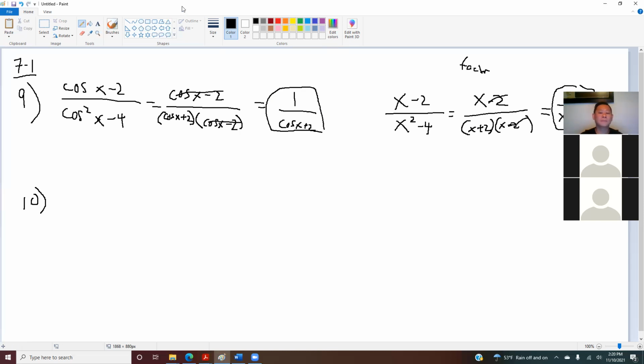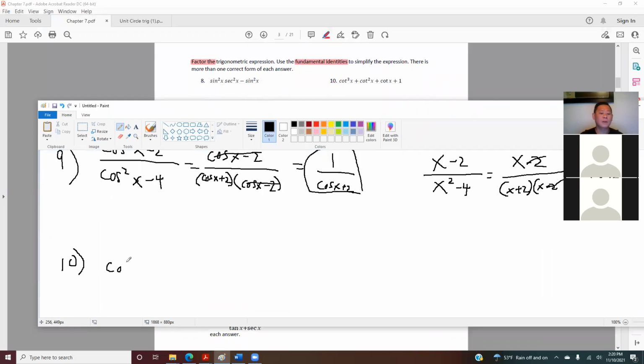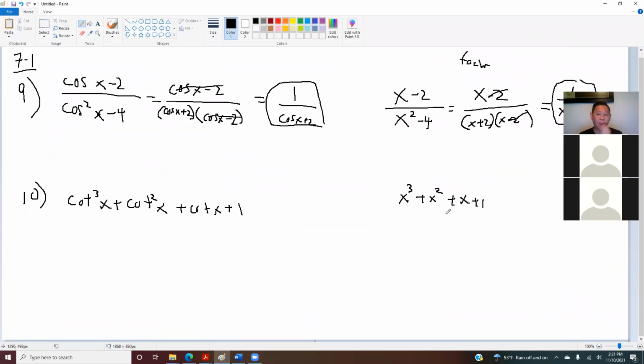Questions, anyone? Number 10, cotangent cube x plus cotangent square x plus cotangent x plus 1. So again, the question wants you to factor. So this is the same thing as x cubed plus x squared plus x plus 1. So I just drop all my cotangent. It looks something like this. So can someone tell me how you factor this?